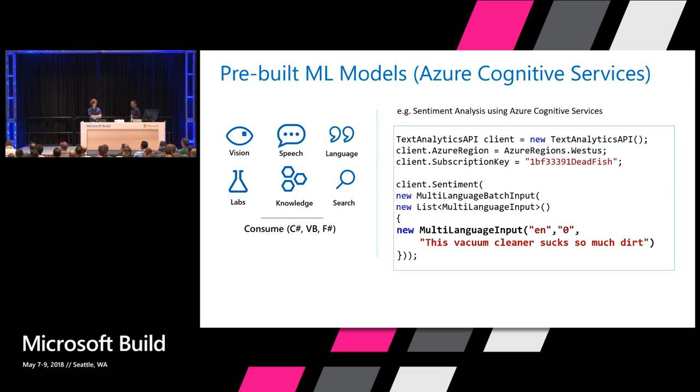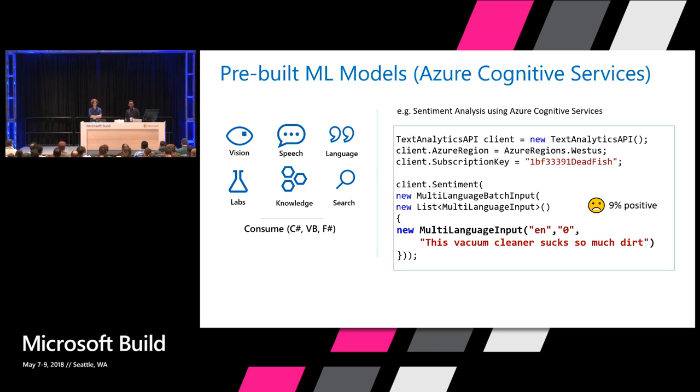Now, what happens if we change the text in the sentiment analysis here? What happens when we change the text from "this is a great vacuum cleaner" to "this vacuum cleaner sucks so much dirt"? Anybody in the crowd want to guess what happens there? Do you think Cognitive or pre-trained models still apply? No? Some people are thumbs down.